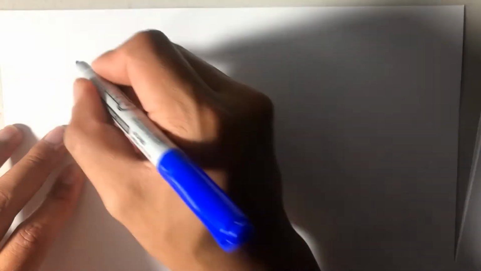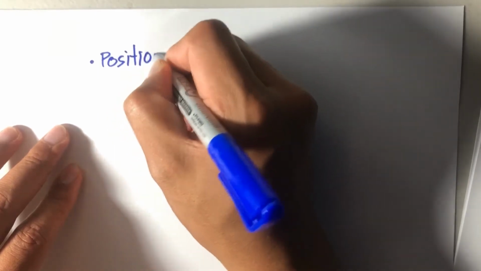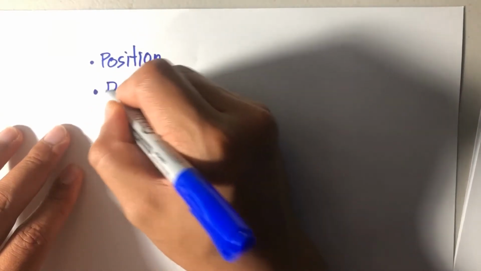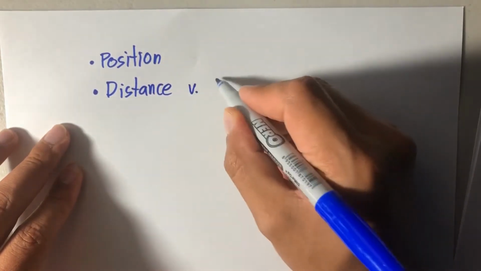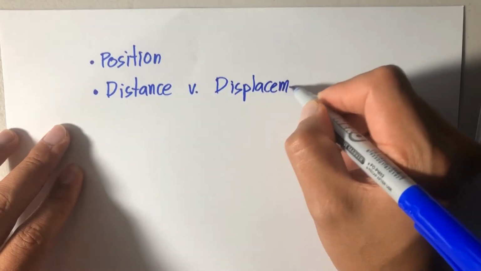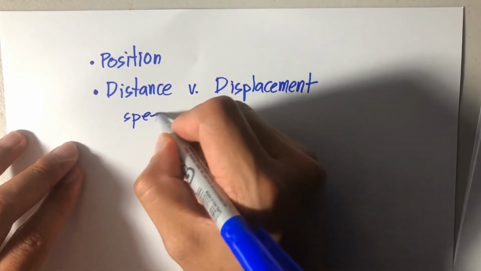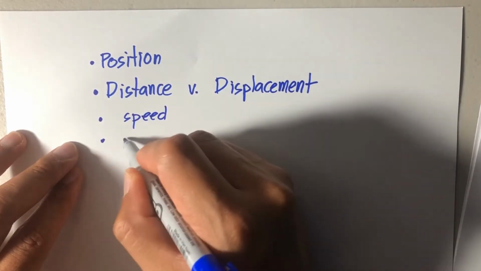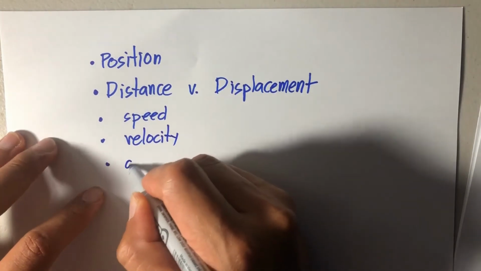In this video, we will discuss Module 3A, and these are the topics. First, we will define position. Next, we will differentiate distance from displacement. Then we will solve problems involving speed, velocity, and acceleration.